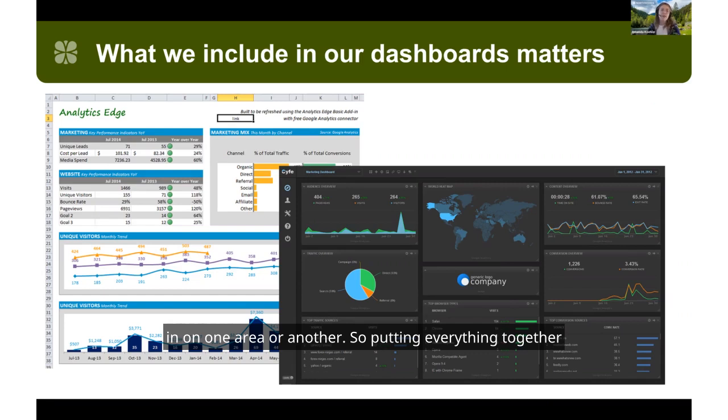So putting everything together in one giant dashboard can be somewhat challenging and can be somewhat difficult for people to interpret. And if you've got dashboards that you're sending to your C-level executives and they're going, well, I'm not going to look at this, it's because they can't understand the data because there's too much there. Needing to make clean dashboards is really important when it comes to visualizing your data.